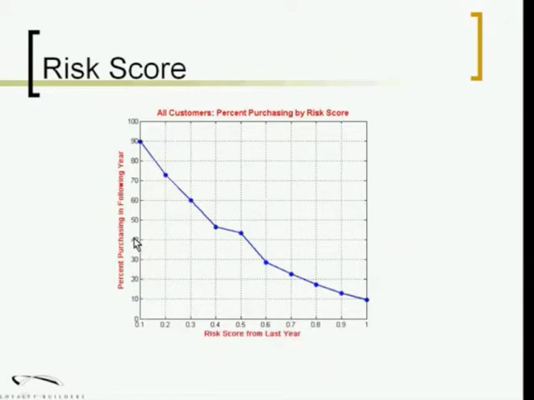The vertical part of this chart tells me the percent of customers who are purchasing in the following year. So of the people who had a risk score of 0.2, 20% probability of not buying, 73% of them did buy in the following year. That's really what we want. We want to see a curve that goes right down like this. Those customers who had high risk score should have low probability of buying. That's what we're seeing here. So our model is accurate here. We have a good correlation between risk score and the likelihood of buying.